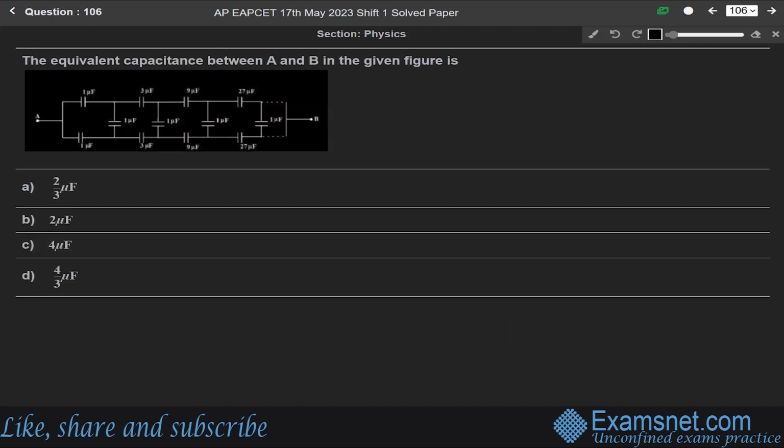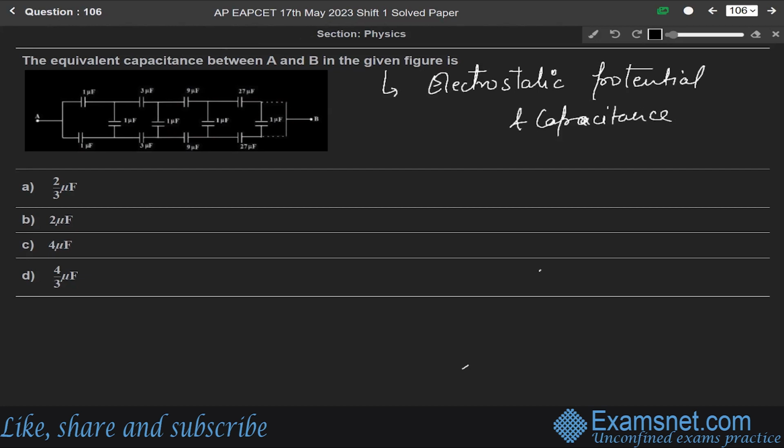Now next, question 106. The equivalent capacitance between A and B in the given figure is. So this question is from the chapter of electrostatic potential and capacitance.